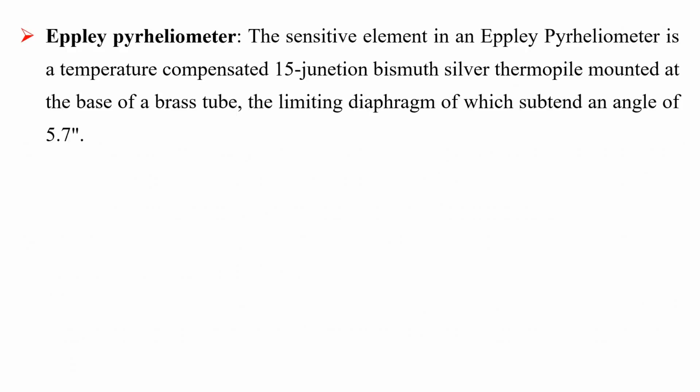And the last one, the Eppley pyroheliometer. The sensitive element in an Eppley pyroheliometer is a temperature compensated 15 junction bismuth silver thermopile mounted at the base of a brass tube, with limiting diaphragms which subtend an angle of 5.7 degrees.